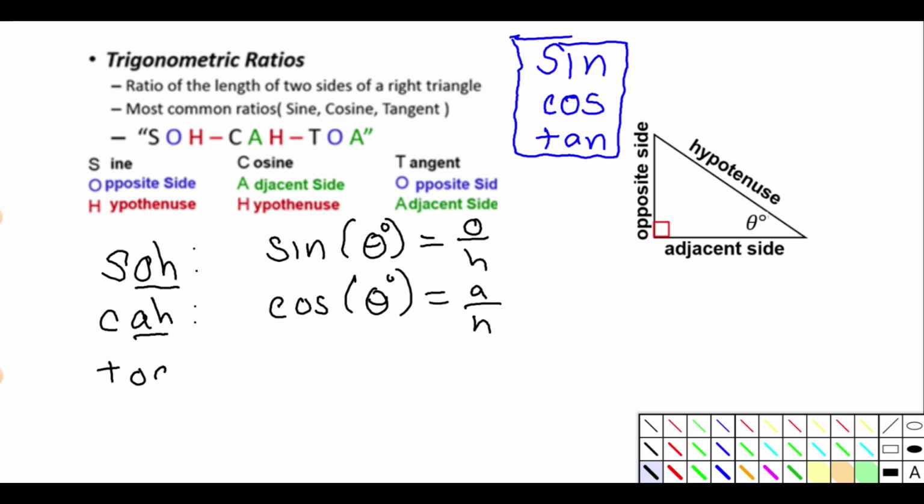I see SOHCAHTOA on top of their paper before they take their test. All right, so tangent. What is tangent? Tangent is going to be based on some reference angle again, and then the ratio is opposite over adjacent. Opposite divided by adjacent. So there's my ratios. That's how you use SOHCAHTOA.